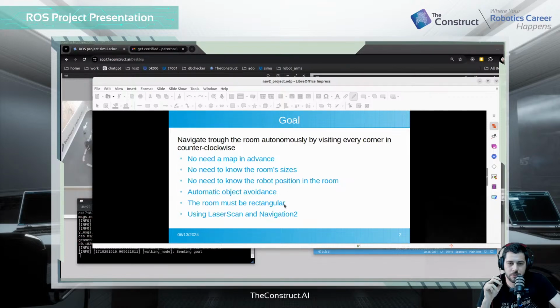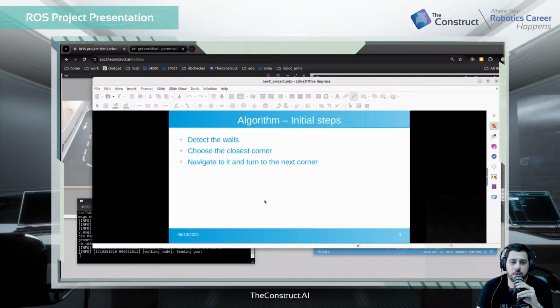The room must be rectangular. This is the only fact that the robot needs in advance, so it doesn't work in a round room or, I don't know, an octagon room. It doesn't work in that. It uses only laser scan for the navigation, but it does it first: it detects the wall, then chooses the closest corner and navigates to that corner.